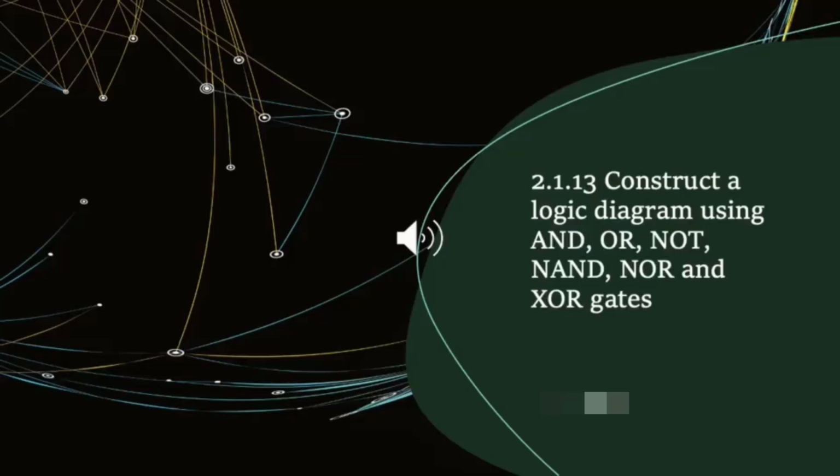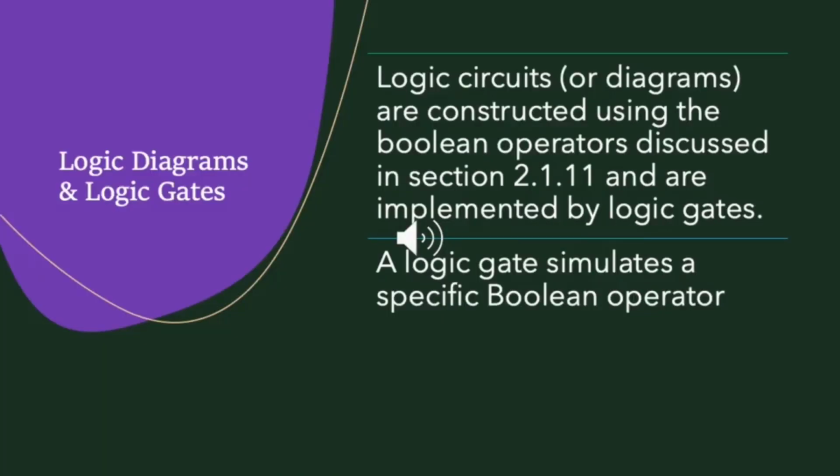So this is 2.1.13, and the learning objective is to construct a logic diagram using AND, OR, NOT, NAND, NOR, and XOR gates. Logic circuits or diagrams are constructed using the Boolean operators discussed in section 2.1.11 and are implemented by logic gates. A logic gate simulates a specific Boolean operator.